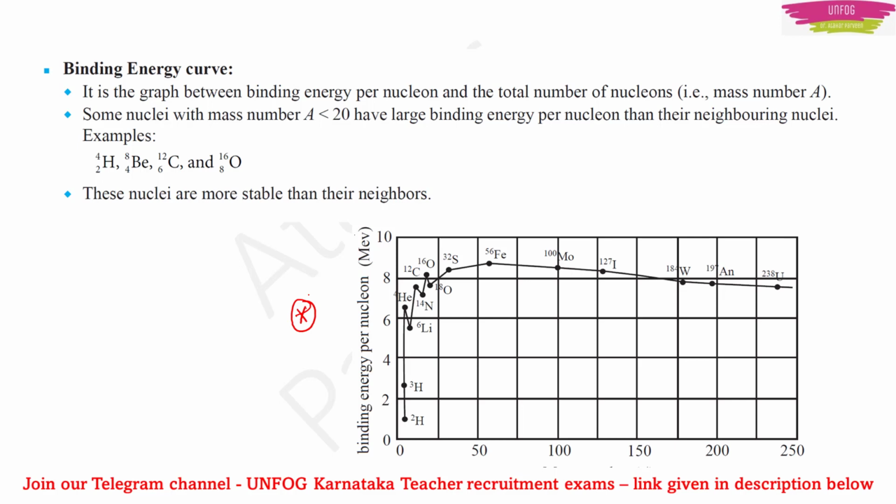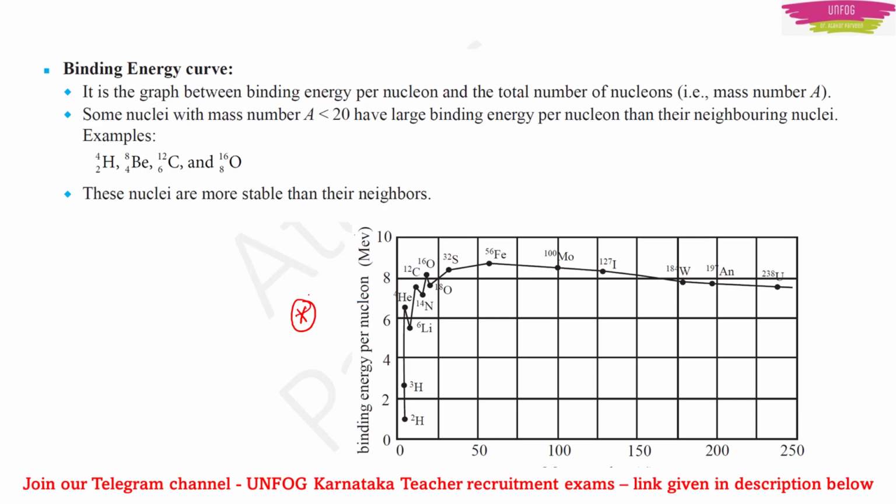Basically, the binding energy curve is a graph between binding energy per nucleon and the total number of nucleons. What is the total number of nucleons? It is nothing but the mass number, right? The number of protons plus neutrons is the mass number, and that is the total number of nucleons in the nucleus. So you put that mass number on the x-axis and binding energy per nucleon on the y-axis. Then you take a few elements, and you check their binding energy.